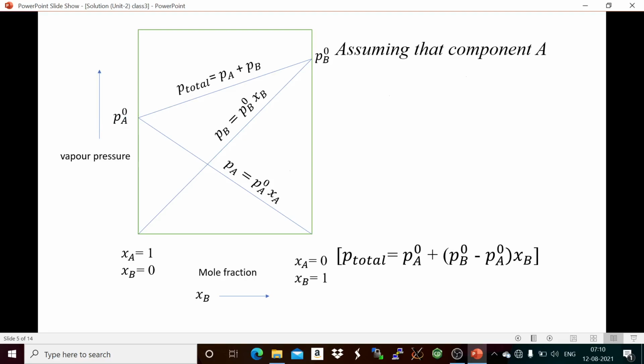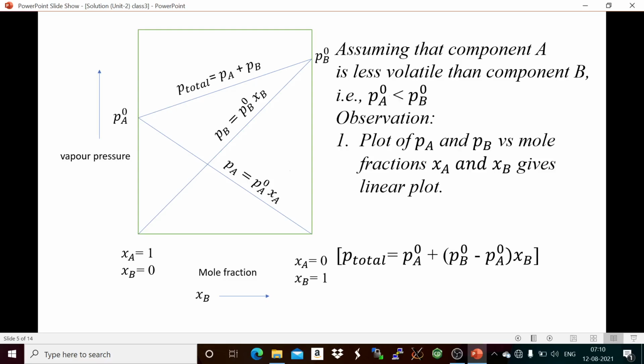So we can conclude that as the partial vapor pressure of B is greater than A, B is more volatile than A. And as observed, when we plot PA versus XA, we get a straight line. Similarly, when we plot P total versus XB, we get a straight line, a linear plot. Okay, so graphically we can explain Raoult's law in liquid solution.